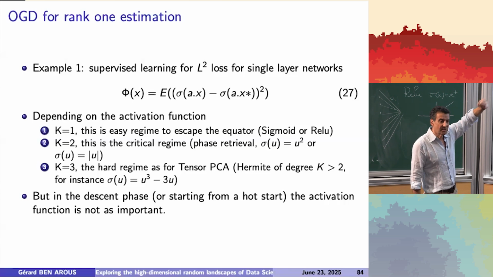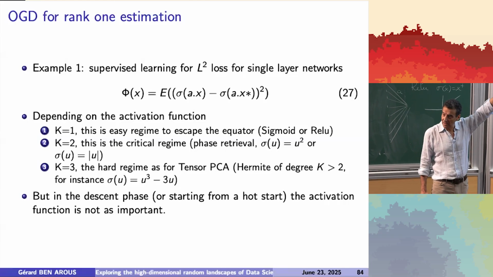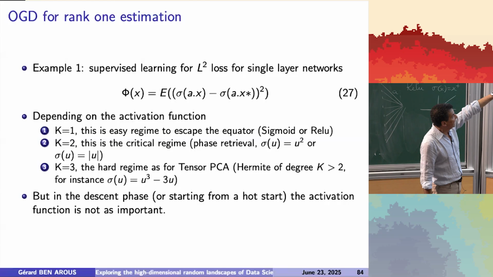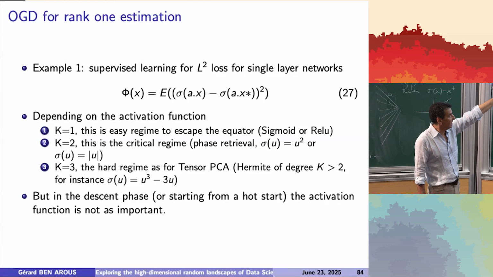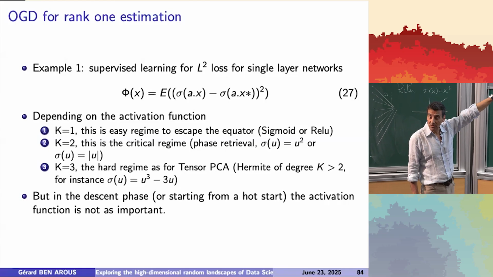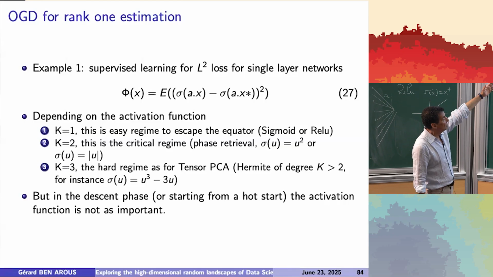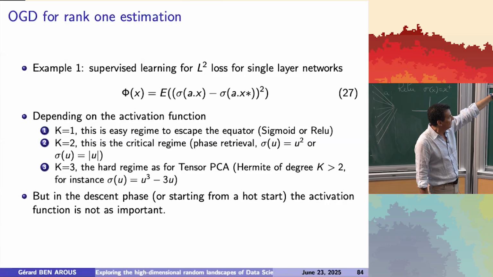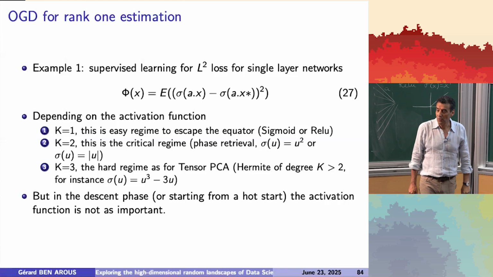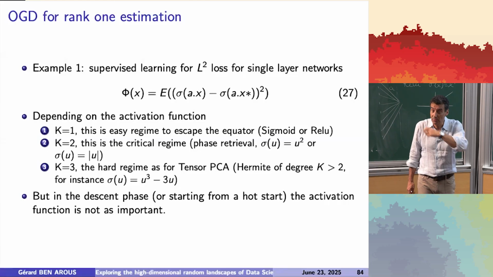So when you take the usual function, sigmoid or ReLU, in fact, your k is 1. Which means that if you take this sigma, it's an easy problem to escape complexity here with this very simple network. If you take sigma to be u square, or absolute value of u, as an activation function, a quadratic activation function, which is the case for what is called phase retrieval, then it's the critical regime. If you choose sigma, I'm sorry, badly, like the Hermite polynomial of degree 3, whatever, who wants to do that, right? Then it's hard. It's the same regime as Tensor PCA.